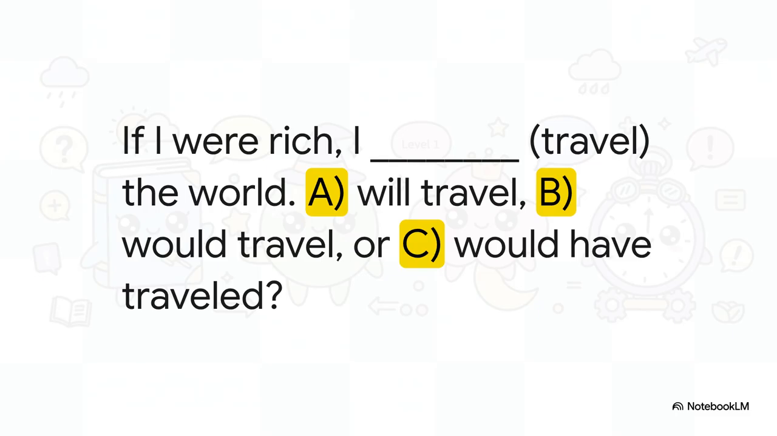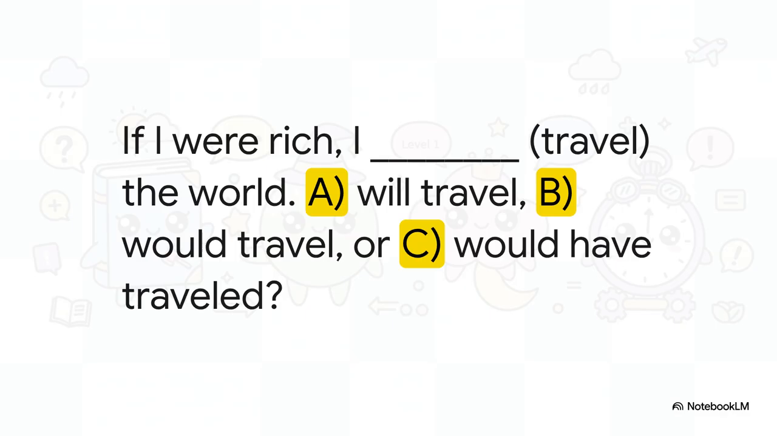And the next one. If I were rich. Is this real right now? Nope, definitely not. It's a dream, an imaginary situation in the present. And which level is our dreamer? Level 2. So the correct answer is B, would travel. If I were rich, I would travel the world.